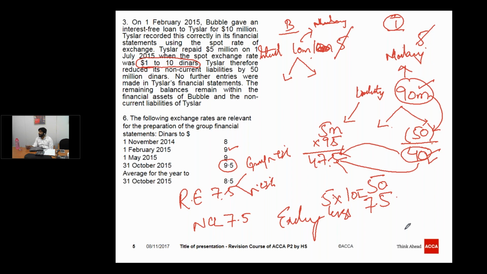How will we report this 7.5 in the parent company's financial statements? It will not affect the parent company's financial statements. This 7.5 will be adjusted in the post-acquisition profits of the subsidiary. So it will affect the consolidated retained earnings and non-current liabilities of the subsidiary. Is it clear?